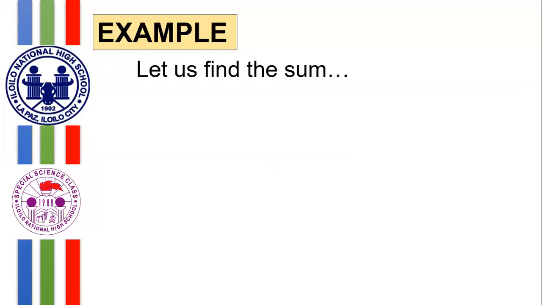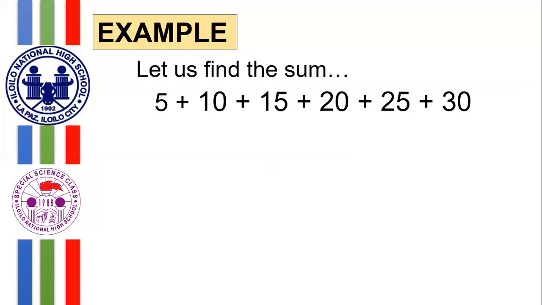Now, let's have a quick example. Let's say I have here an arithmetic series with the first term 5 with a common difference of 5. And you could see here that we have 1, 2, 3, 4, 5, 6. So we have 6 terms. So we will be looking for S sub 6 of this particular series.